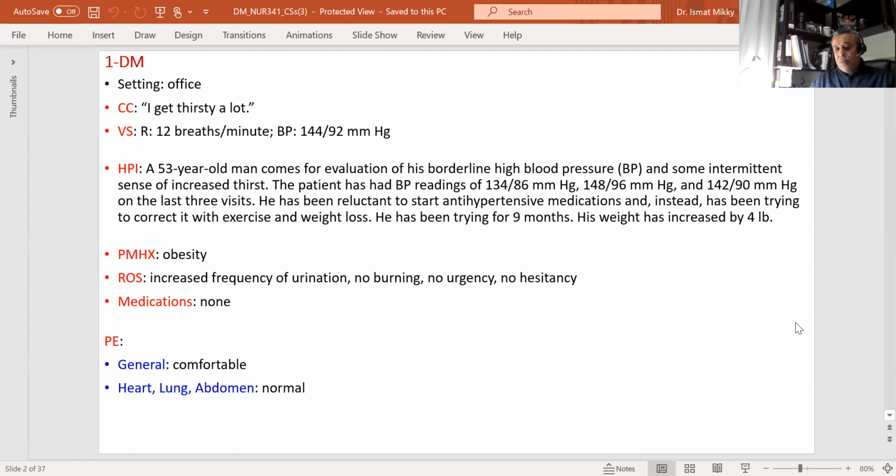So the past medical history: obesity. And then the ROS, which is the review of systems: increased frequency of urination, so polyuria. Medications: none, and the physical exam revealed normal findings.